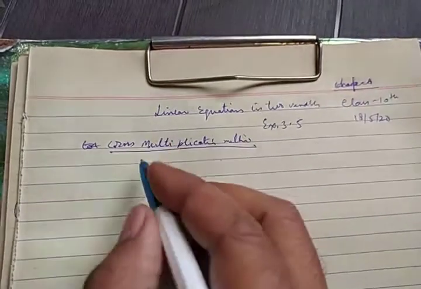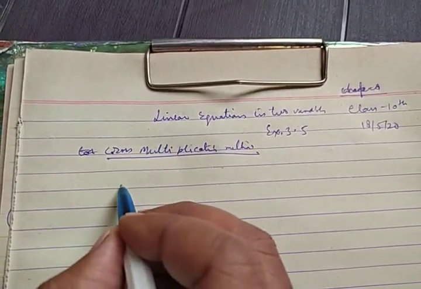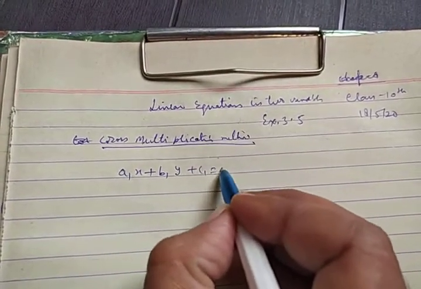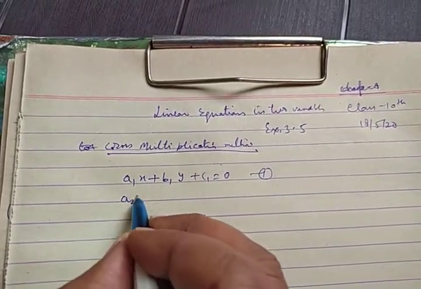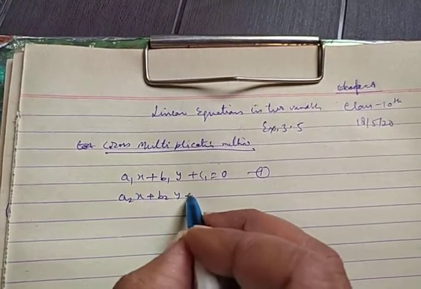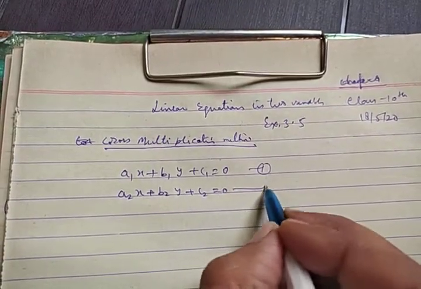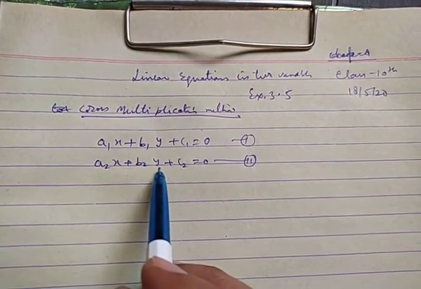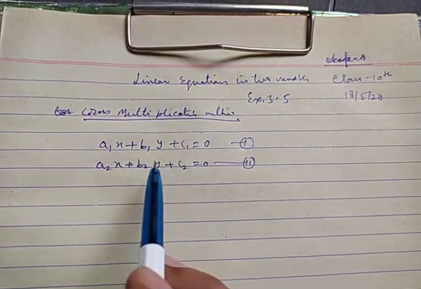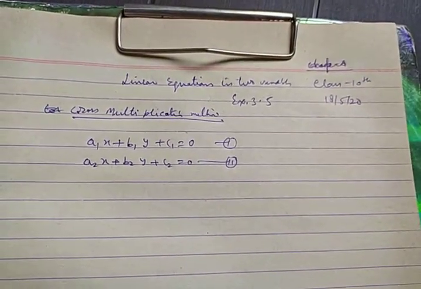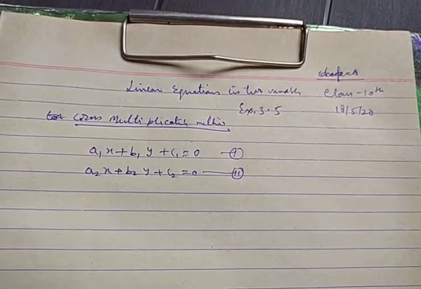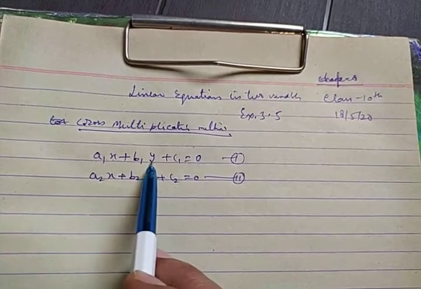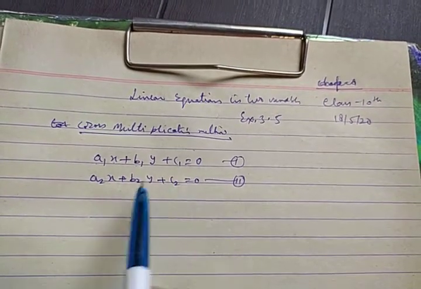In this method, let us take the standard equations. Those are a1x plus b1y plus c1 is equal to 0, equation 1. a2x plus b2y plus c2 is equal to 0, equation 2. If equations given are not in this format, then you will convert in this format. Now for the sake of solution, you have to rewrite the coefficients. Coefficient means coefficient of x is a1, coefficient of y is b1, and c1 is the constant term.